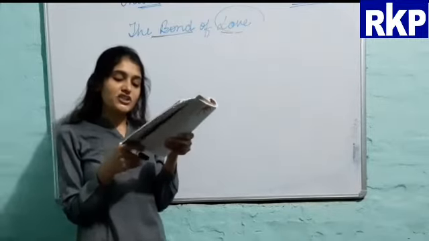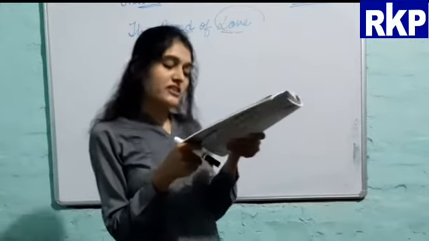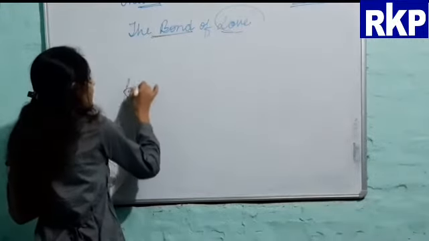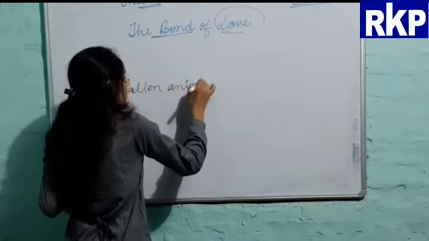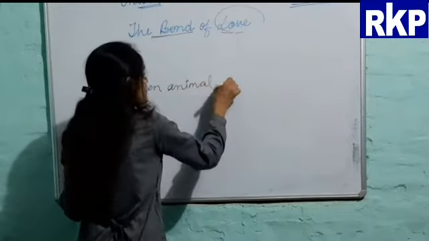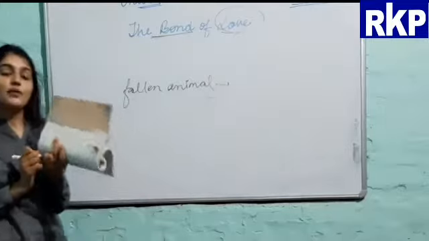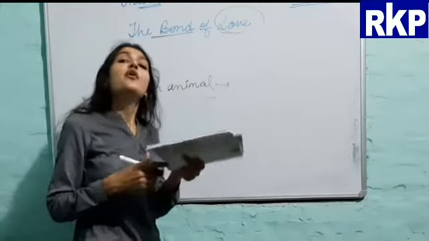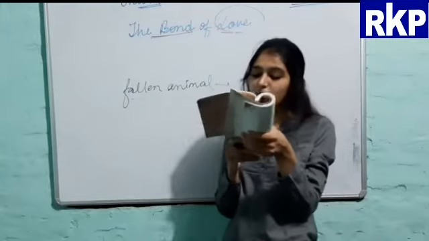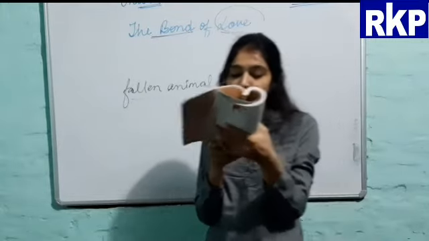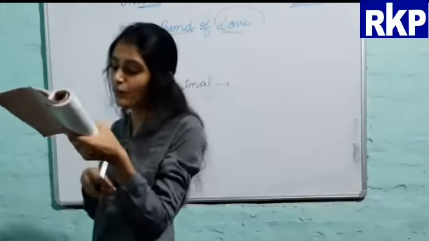As we watched the fallen animal, we were surprised. Who is the fallen animal? The fallen animal is the sloth bear that was shot by the companion of the writer. So we were surprised to see that the black fur on its back moved and left the prostrate body.